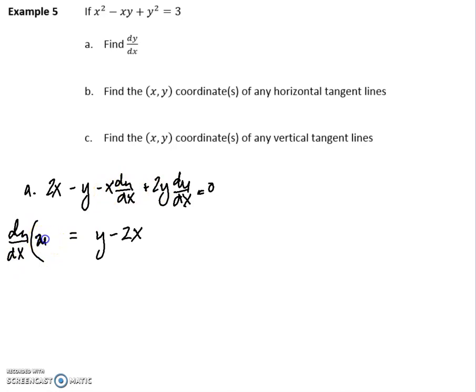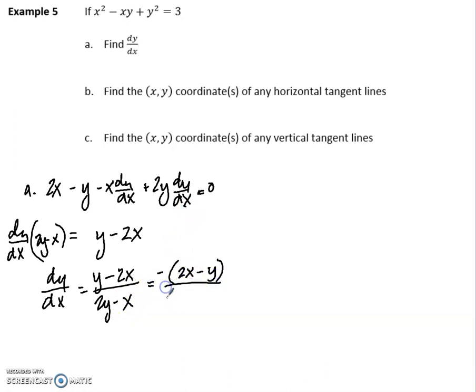Negative x, 2y. I'm just going to make it 2y minus x to keep it nice, and then divide both sides by that. Now, if I wanted to make sure that those x's were listed first, I could take out a negative. So I can do that if I wanted. If I take a negative out of the top, I get positive 2x minus y. If I take a negative out of the bottom, I get x minus 2y. And that does make it a little nicer, I suppose, but there you go.